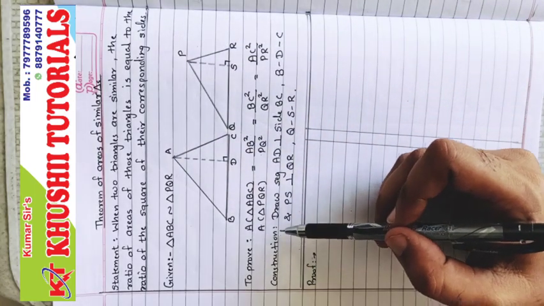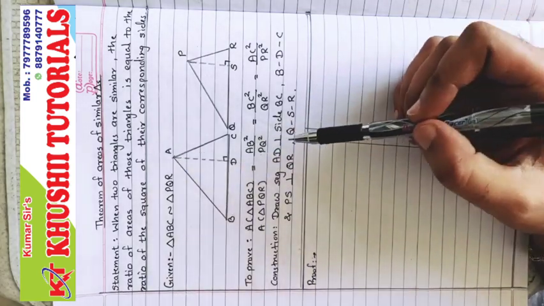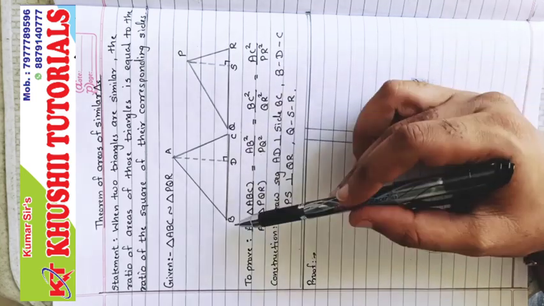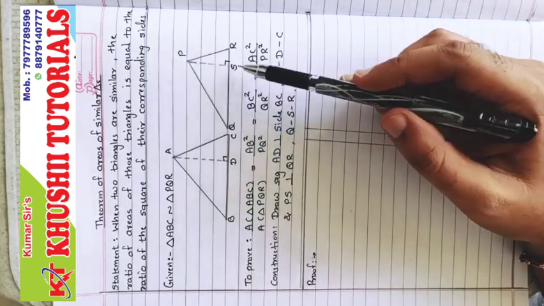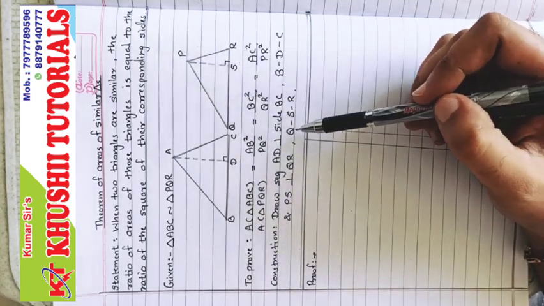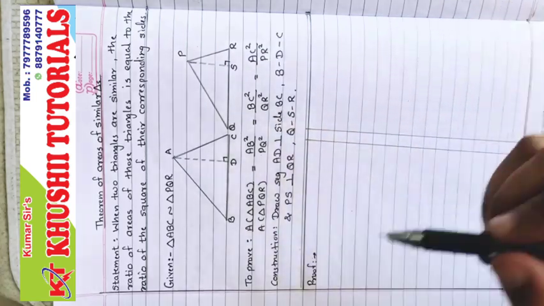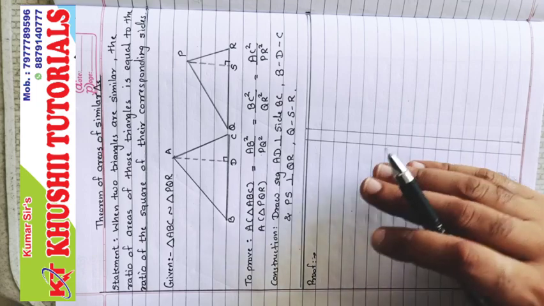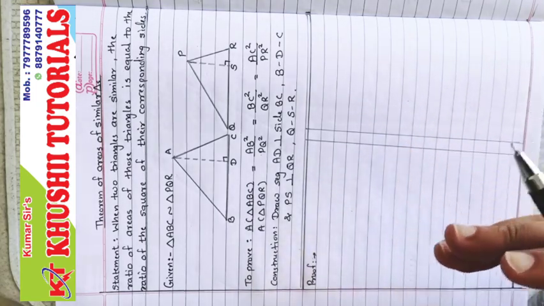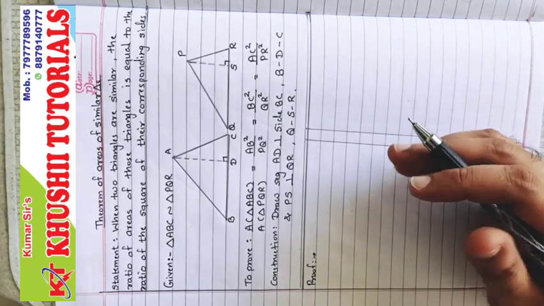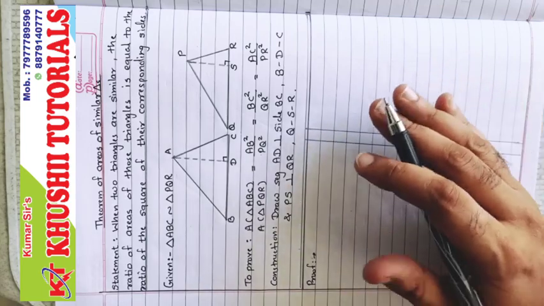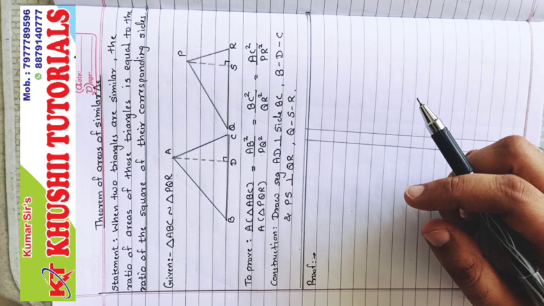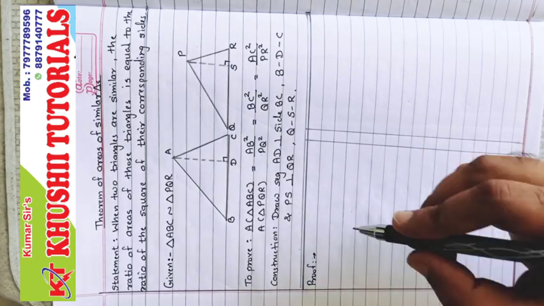Now construction: draw segment AD perpendicular to side BC, and PS perpendicular to QR. Now proof. Here in the actual proof we will change the order. First we will write the ratio of areas of two triangles, not necessarily similar triangles, which is the product of the ratio of their corresponding base and height. So first we will write that.